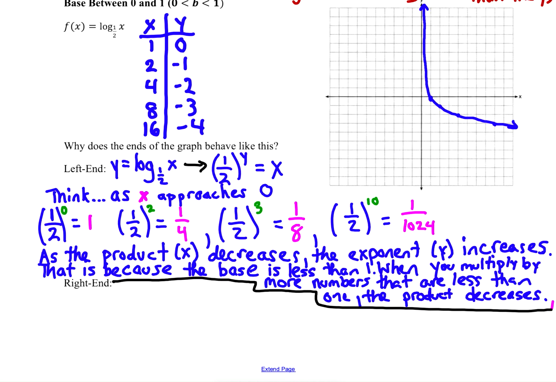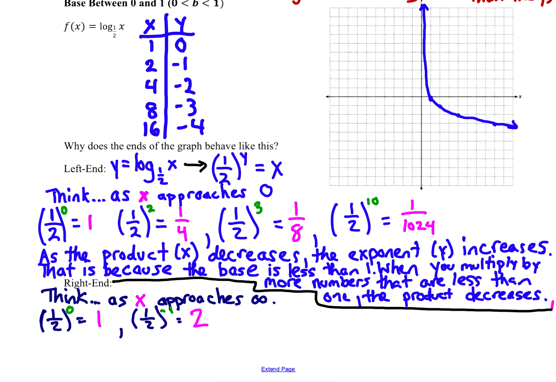And let's look at the right end. If you look at the right end, that's when x is approaching infinity. So as x approaches infinity, let's start with when x is 1. We already did this one above. The y is 0. How about when x is 2? When x is 2, the y would be negative 1 because 1/2 to the negative 1 is 2.